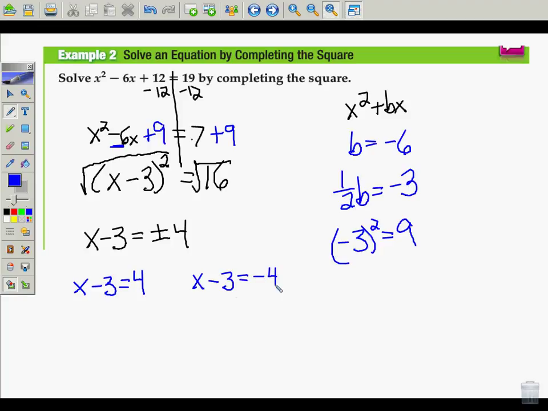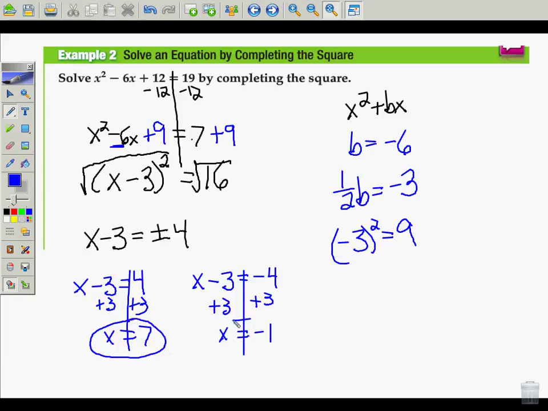Add 3 to each side. I would get x equals 7. Add 3 to each side. I would get x equals negative 1. And there are my answers to this problem, which we solved by completing the square.